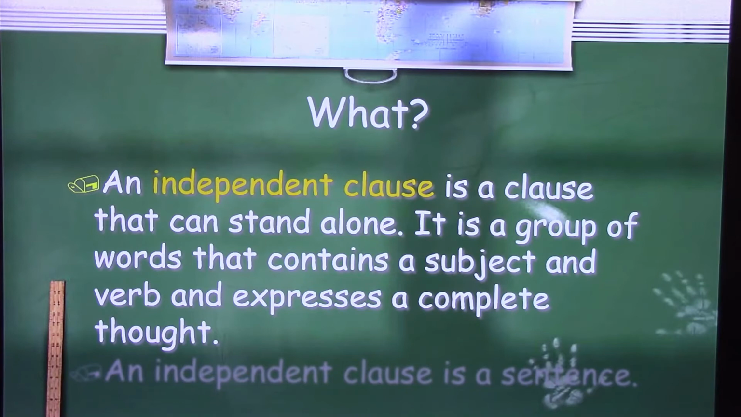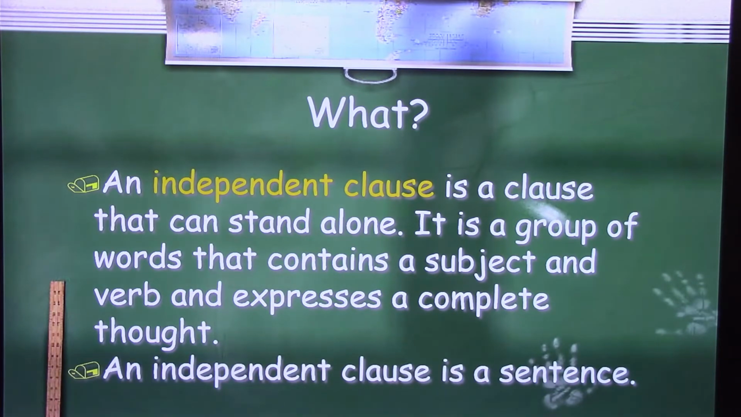Now, that is an independent clause. An independent clause, again, is a sentence. An independent clause is a sentence on its own. That is the independent clause. But remember, I'm not on independent clauses. I'm just reminding you what we did on independent clauses.